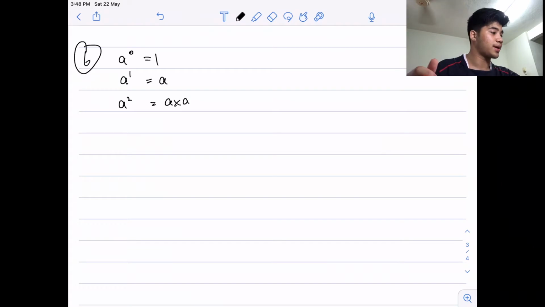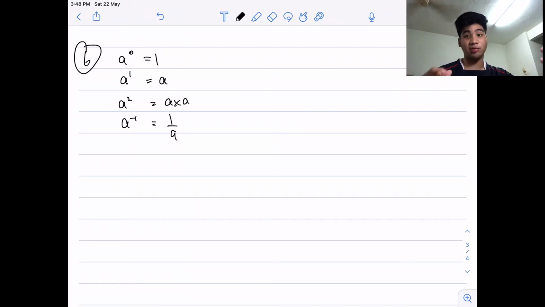That's how it works. One thing to remember is if it's a to the power of a negative number, let's say a to the power of negative 1, it'll become 1 over a. It's basically like dividing 1 by a. And then a to the power of negative 2 is just repeated after that, so it becomes 1 over a squared.